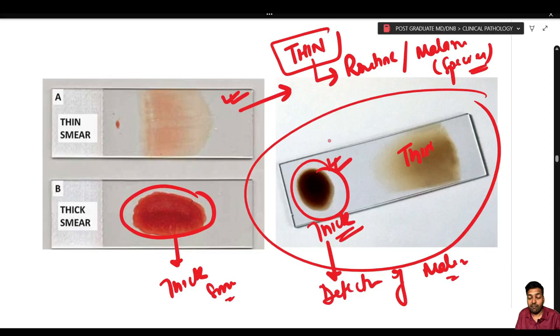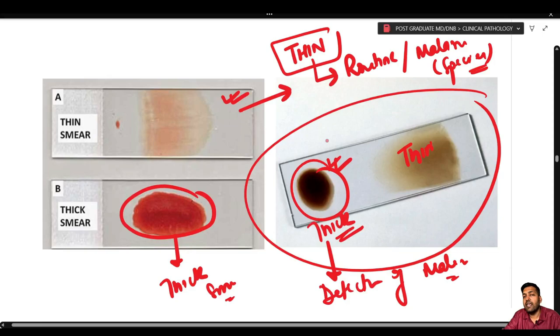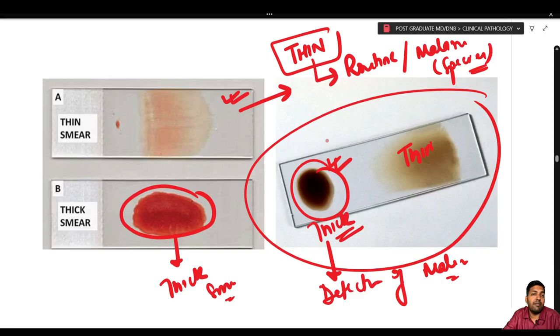So the thick smear is used for malarial or parasite detection, whereas the thin smear is basically used for routine examination and for species identification of malaria. So we can say that the thin smear is more specific for malarial identification and the thick smear is more sensitive for malarial parasite identification.